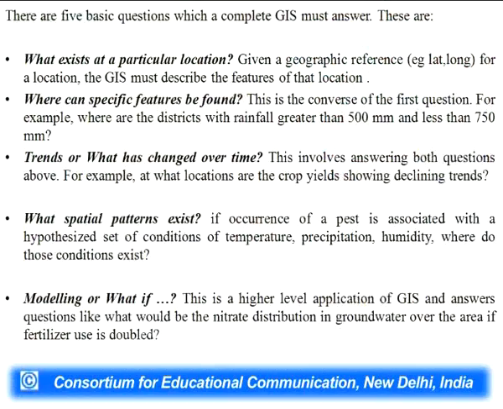So what spatial pattern exists? If occurrence of a pest is associated with a hypothesized set of conditions of temperature, precipitation, humidity, where do those conditions exist? So we try to find out the spatial pattern, like where the forest is degraded, where the forest is more in a good healthy condition. So with the help of this GIS and with the help of this query building, we try to find out the spatial pattern.